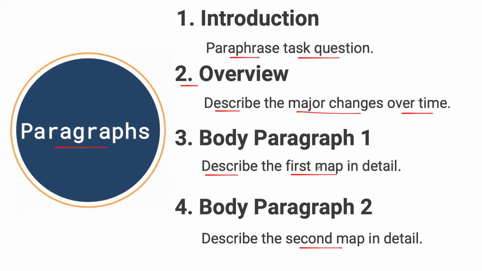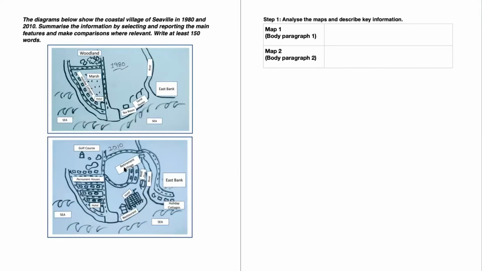Now we're going to head on over and look at our first task question for today. So we see our 2 maps. First, I'm going to read the prompt, make sure that we understand it, and I will underline also some keywords. So it says, the diagrams below show the coastal village of Seaville in 1980 and 2010. Summarize the information by selecting and reporting the main features and make comparisons where relevant. Write at least 150 words. Okay, so we see our first map, 1980, and our second map, 2010.